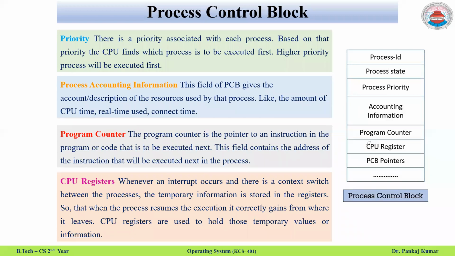Then CPU register, there are multiple CPU registers. Okay. So which register does it want to occupy? Whenever an interrupt occurs and there is a conflict between the processes, the temporary information is stored in the register so that when the process resumes execution, it correctly brings it back from the CPU. CPU registers are used to hold those temporary values.